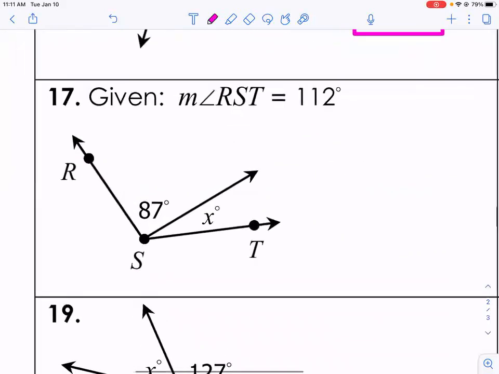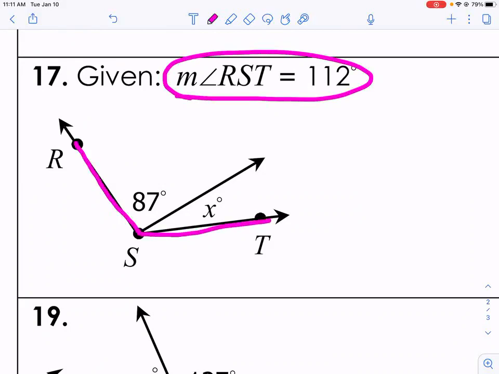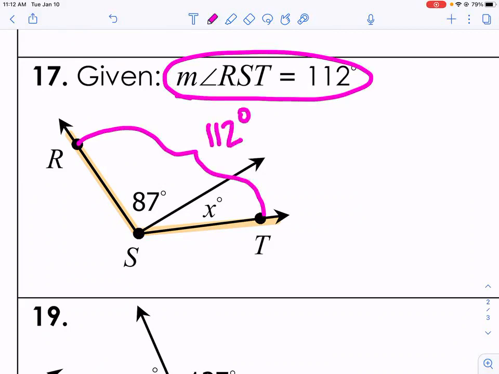How about this one right here? This one's a little different. So what's true about the two angles in our picture? They are adjacent, but they're not complementary and they're not supplementary. But it tells you that RST is 112. So we highlight that RST is 112. So this whole thing is 112 degrees.